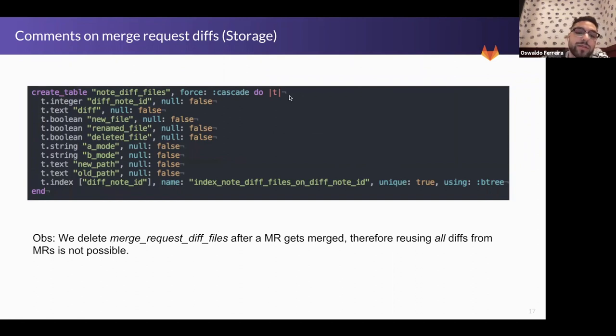And the second table is the note diff files. And if you think a little bit, we could be using the merge request diff files because we already have all versions, right? We have all versions of the merge request diff files on the database. But the problem is we started deleting the merge request diff files after the merge request was merged. So just keeping the latest ones, the latest version, just to show the diffs quicker. But we started deleting to avoid a little bit of bloat on the database. But it wasn't enough. So we are working on this right now.